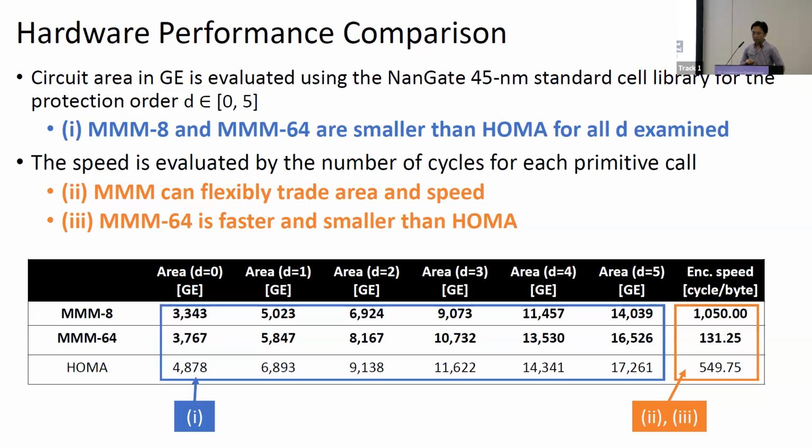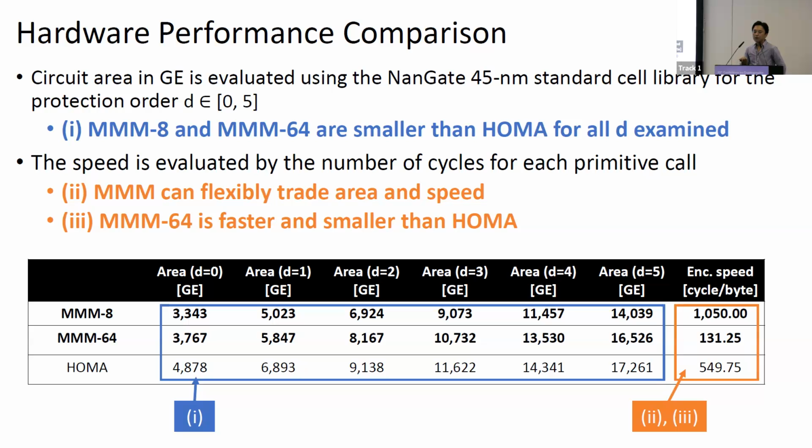So this is a hardware performance comparison. We evaluate the circuit area in gate equivalents using the NAND gate of the 45 nanometer standard cell library for the protection order D from 0 to 5. This table shows that M8 and M64 are smaller than HOMA for all protection orders D. And we also evaluate the speed by the number of cycles for each primitive call. So as a result, M can flexibly trade off area and speed.